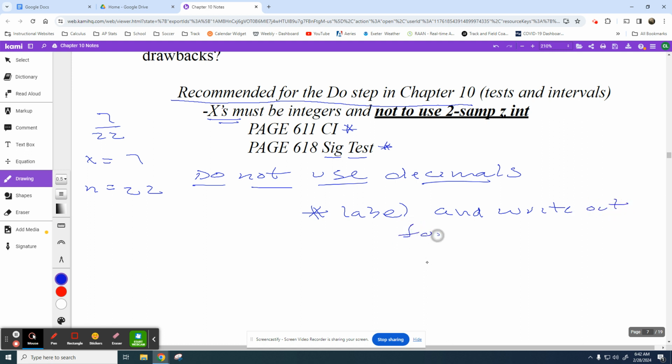That's the key to the calculator step. You can't just put it into the calculator. You've got to actually label it and pull it together, okay? But then you can write all that.